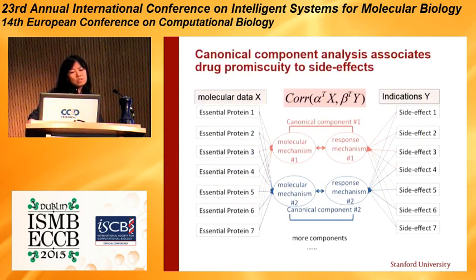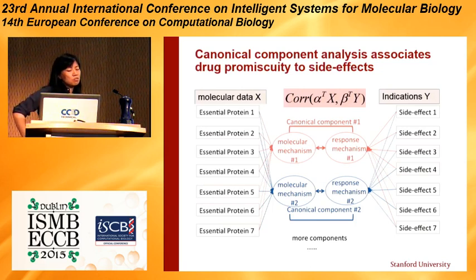So the method we use here is the canonical correlation analysis, or the CCA. We use that to associate the molecular data we calculated using the computational method and the drug indications. So the CCA is a method where it can associate 2 multi-dimensional variables. For example, we have the molecular data X. Here we use the essential protein bound to the predicted bound to the drugs as X, and we use the indication side effect as Y.